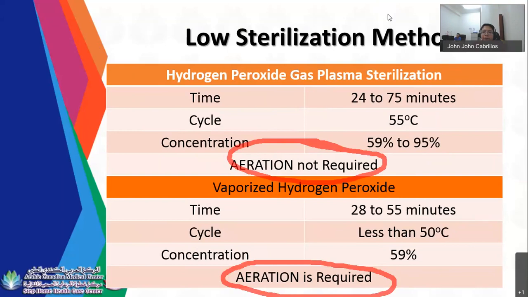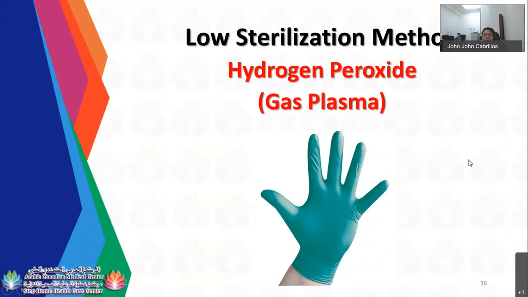So for hydrogen peroxide gas plasma, please be reminded to wear PPE, which is your chemotherapy graded gloves. So it's either nitrile, latex, or PVC, depends. You need to check the policy of your facility, because sometimes your facility doesn't allow any use of latex gloves.